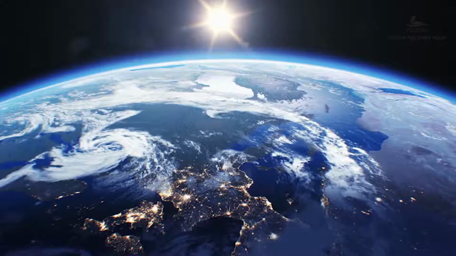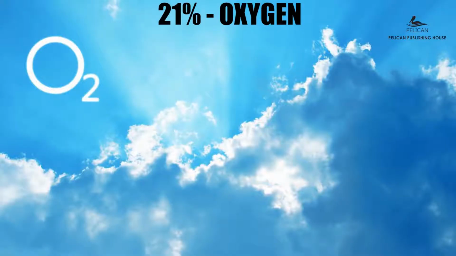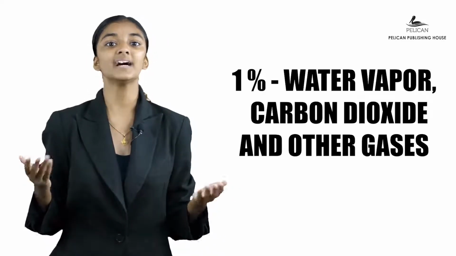In this world, air is all around us. This layer of air is called the atmosphere. Air is a mixture of some gases. 78% of it is nitrogen, 21% is oxygen, and the remaining 1% includes water vapor, carbon dioxide, and other gases. All these make the air. Although air contains many gases, it is a gas that has properties of all gases.